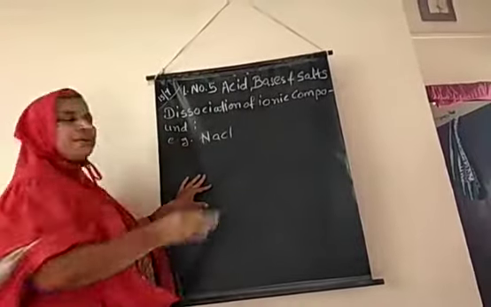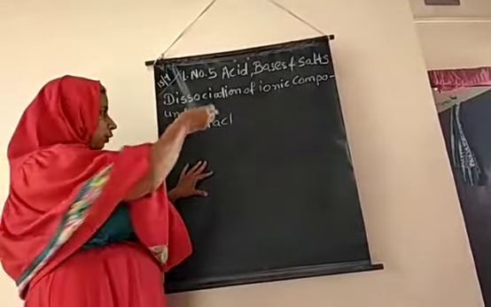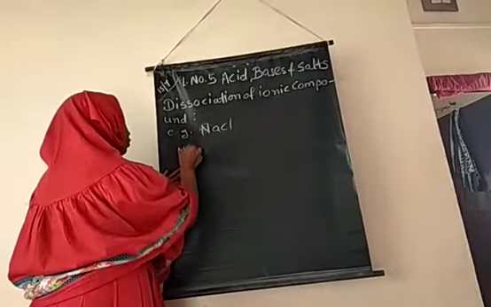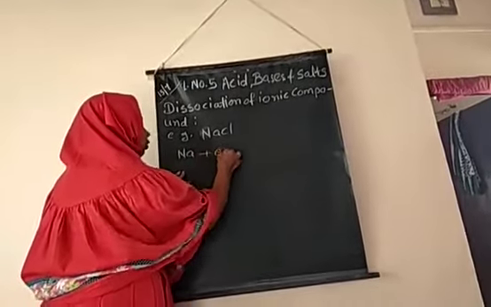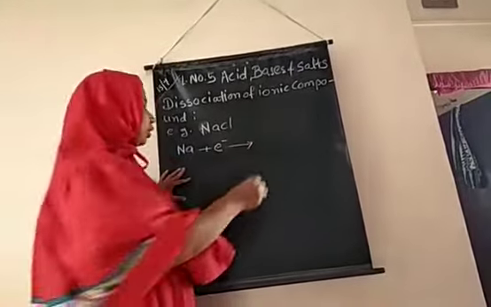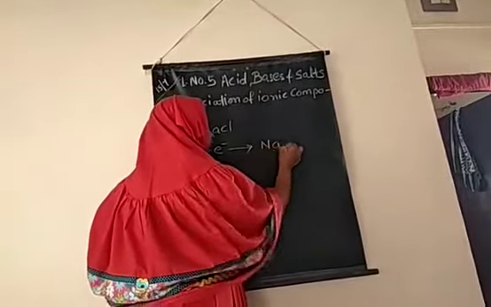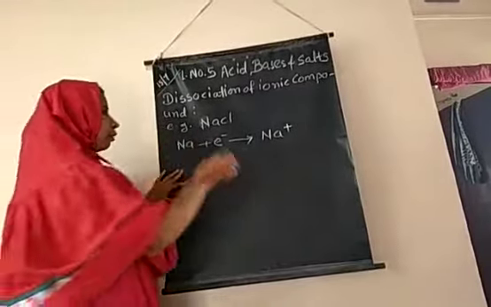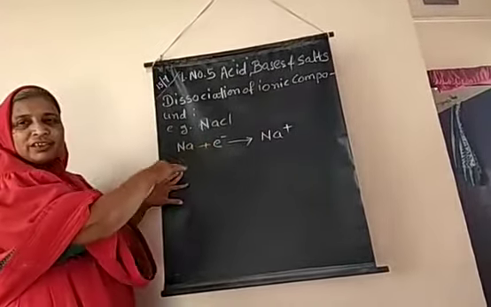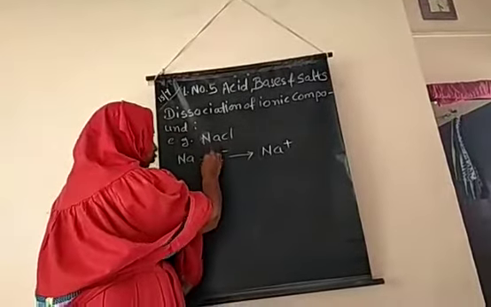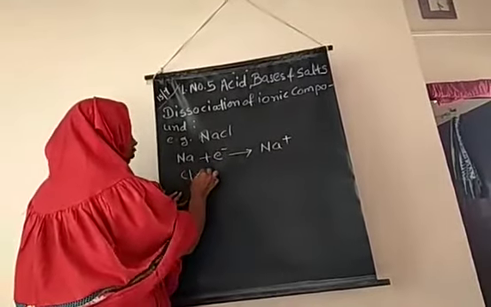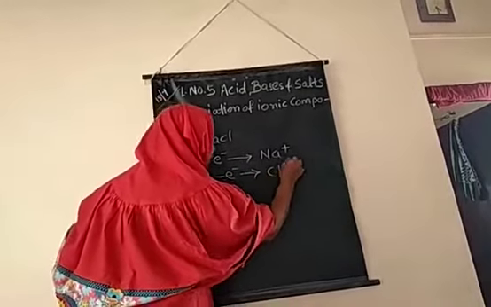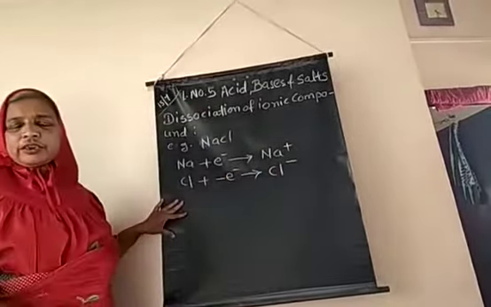Sodium's atomic number and electronic configuration are shown in the figure. When a sodium atom loses one electron, it is converted into a sodium ion, which has a positive charge. The electron donated by sodium is accepted by chlorine, and chlorine gets a negative charge.